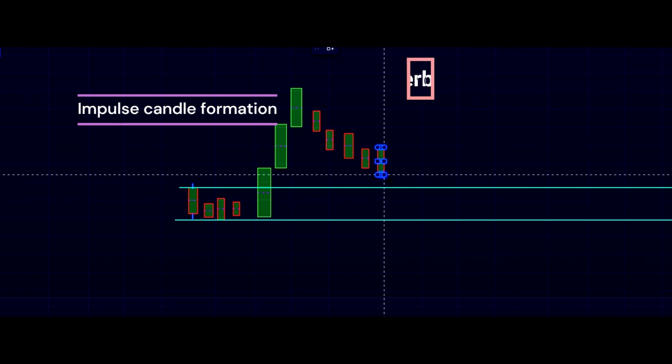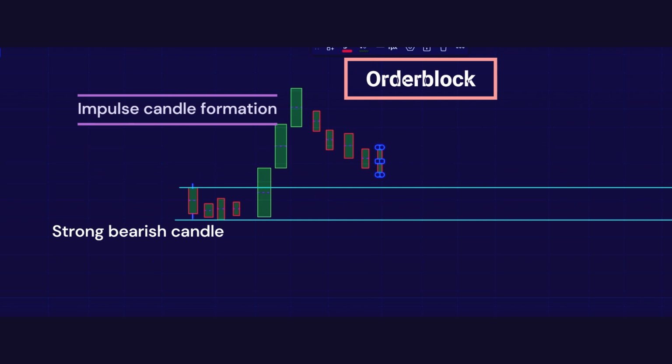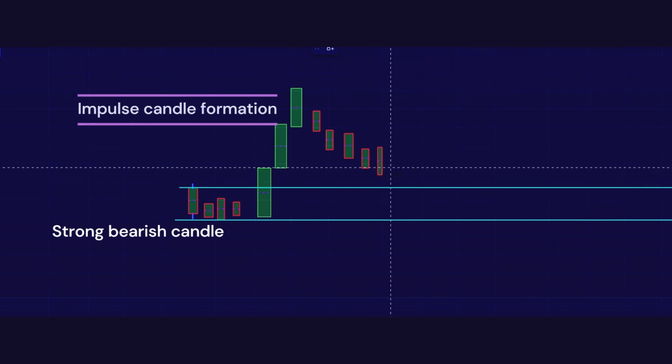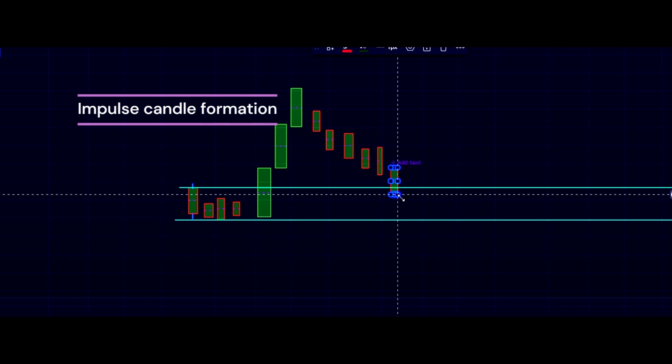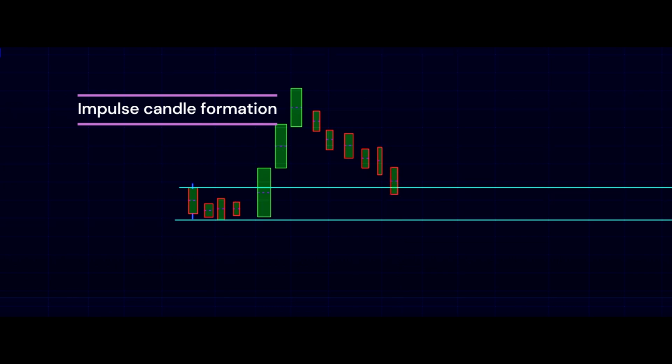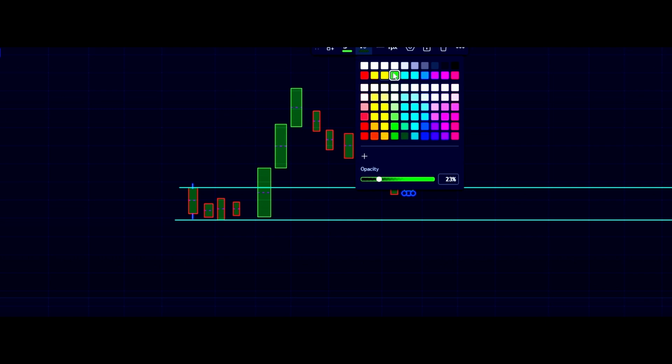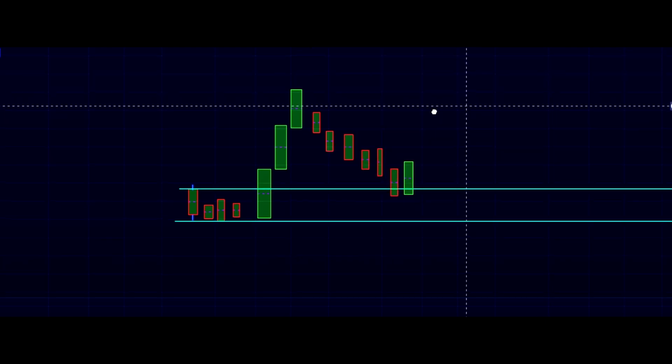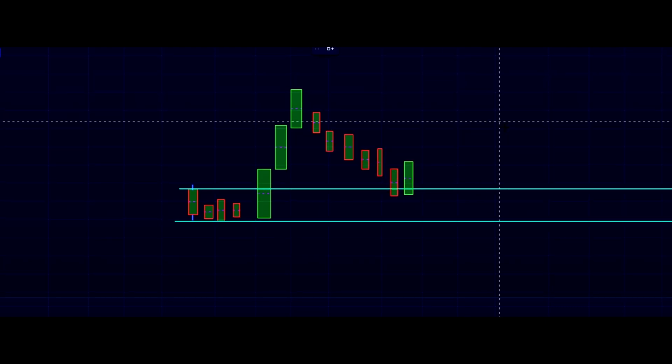An order block is the last bullish or bearish candle before a strong impulse move. It represents an area where institutions place large buy or sell orders. Price often returns to these zones because big players cannot fill all their positions at once.